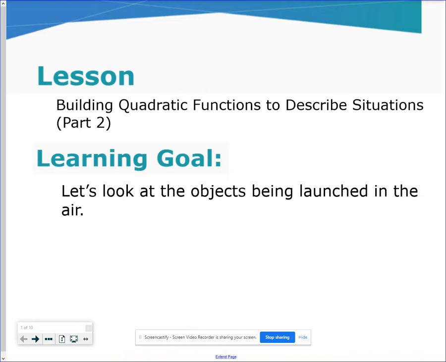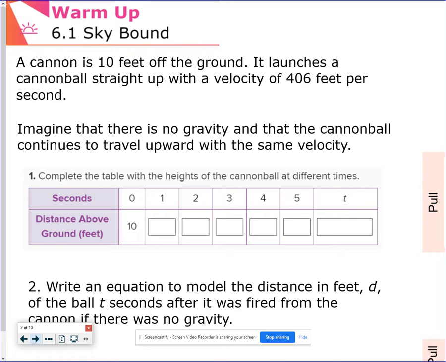And you guys know, like you've seen this, when you throw something into the air, it doesn't just keep on going forever and ever and ever. Realistically, there's some gravity that's going to start to pull this down. So if we have a cannon, and this cannon is set 10 feet off the ground, and it launches a cannonball straight up into the air, not shooting it at something else or at some kind of angle. It's going straight up into the air. The velocity, the speed, is 406 feet per second.